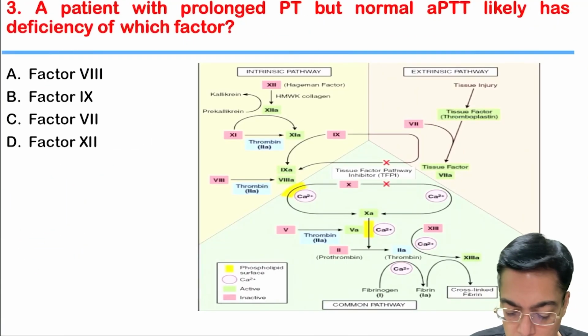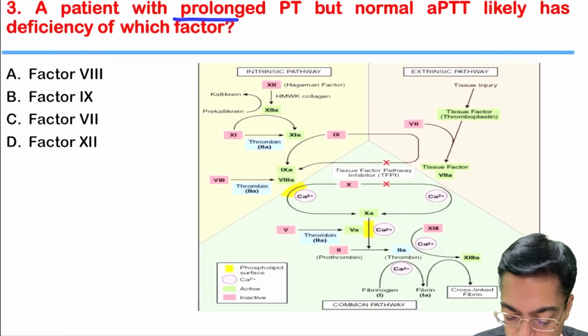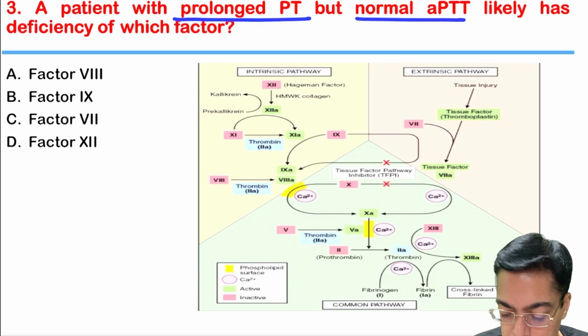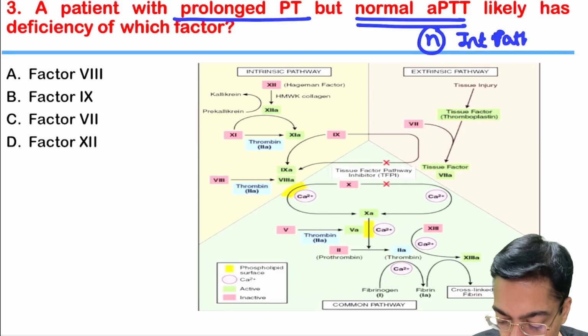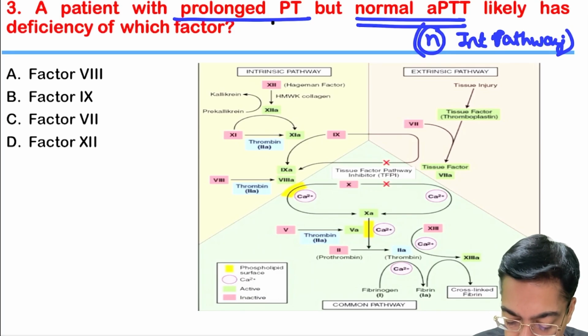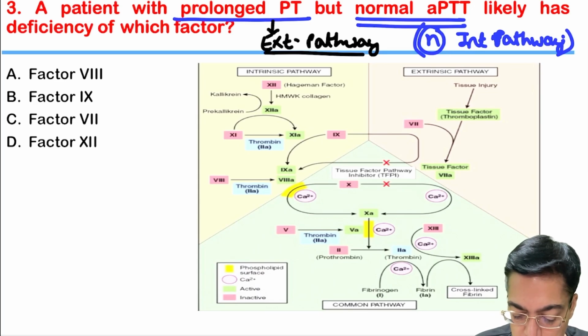Talking about the next one, a patient of yours is having the presence of prolonged PT but normal APTT. Normal APTT means normal activity of the intrinsic pathway. But the problem at the level of prolonged PT means a problem at the level of the extrinsic pathway. So which clotting factor is involved in the extrinsic pathway? If you understand it, obviously you will be able to crack it easily.